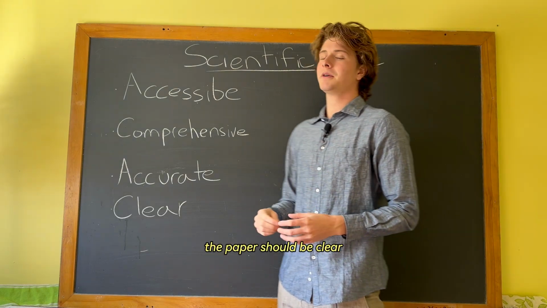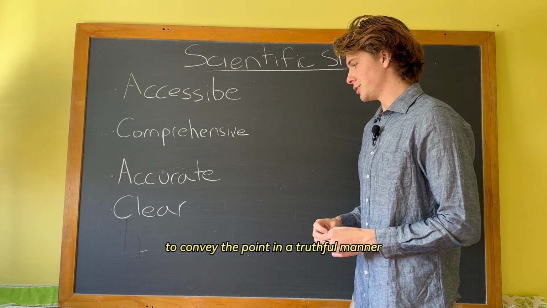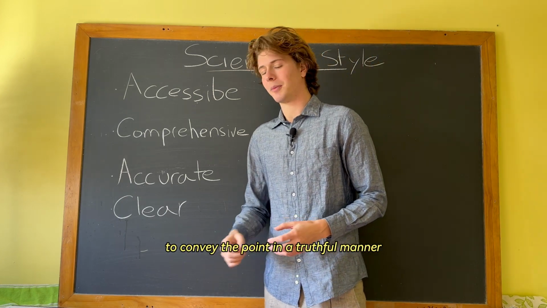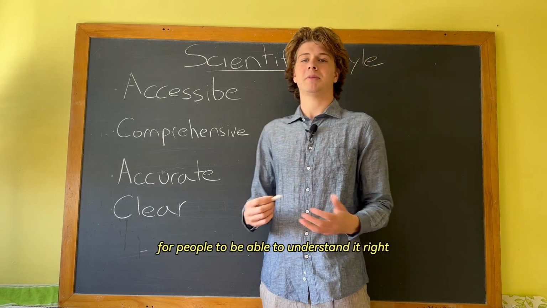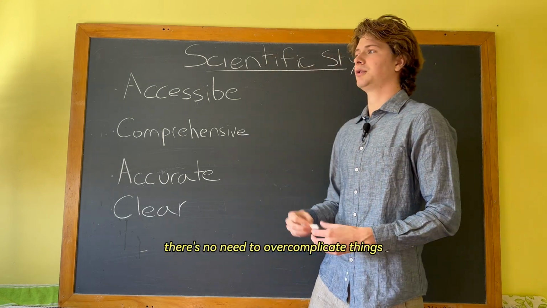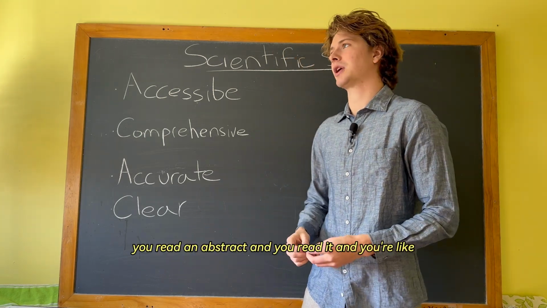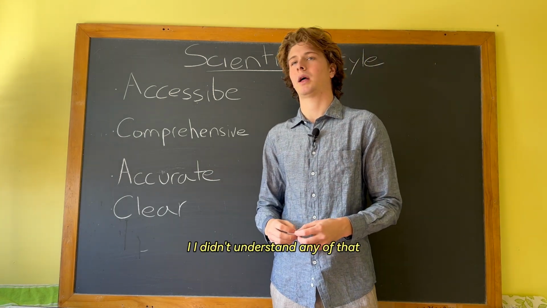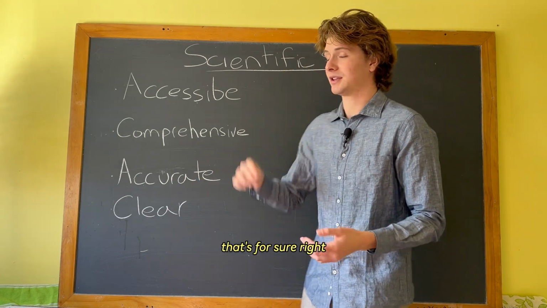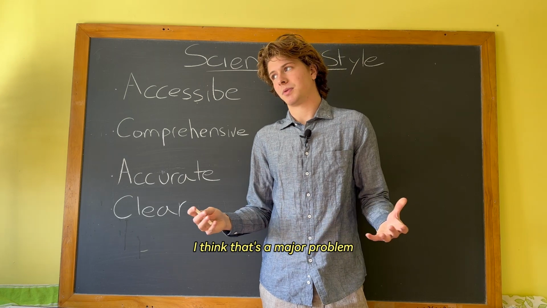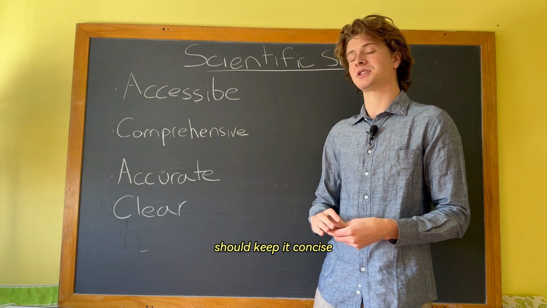The paper should be clear. You should be using vocabulary that, of course, is specific enough to convey the point in a truthful manner, in a precise manner. But it should be simple enough for people to be able to understand it, right? There's no need to overcomplicate things, especially in the literature. You read an abstract and you're like, I didn't understand any of that. Right? It's not very clear. It's not very accessible, that's for sure. Right? I think that's a major problem. There's no need to overcomplicate things. You should keep it simple. You should keep it clear. You should keep it concise.